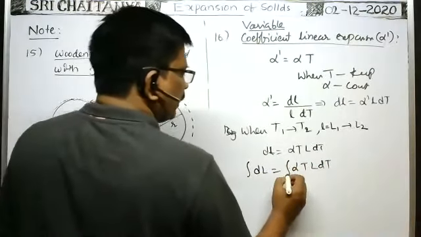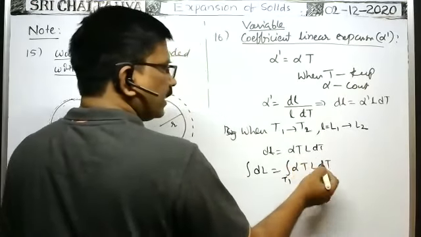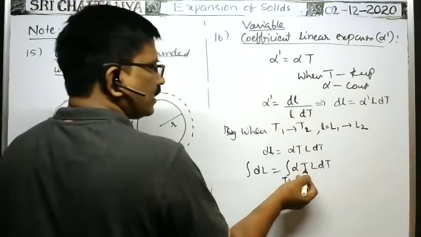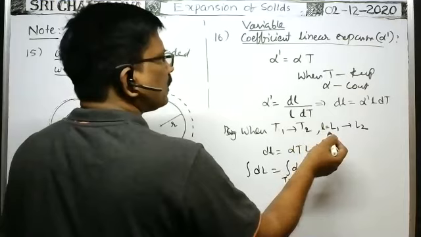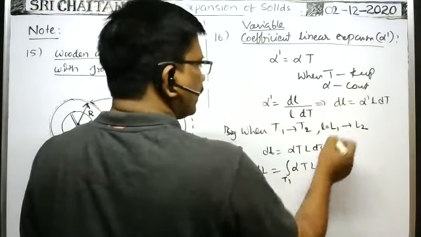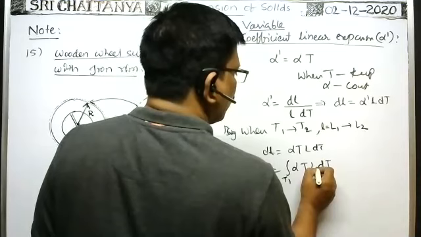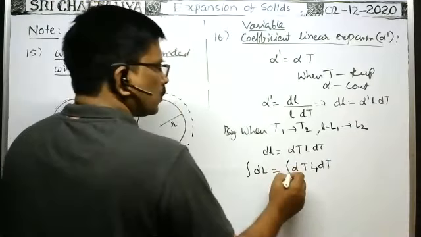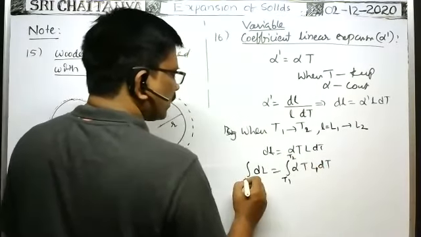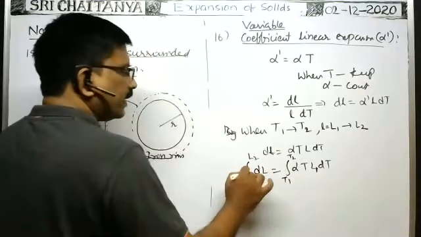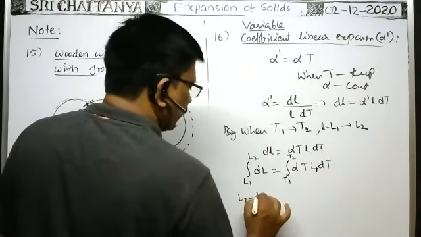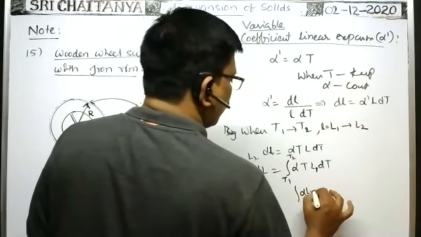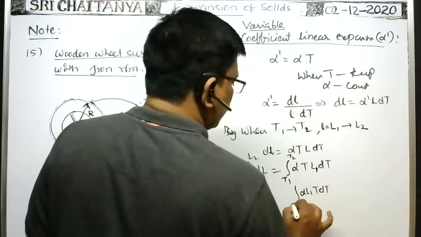The limits are from T1 to T2, because we are integrating with respect to temperature only. Alpha is constant and L is constant. When the temperature changes, only T changes. L is the initial length, that's why you write L1. So when the temperature increases from T1 to T2, the length increases from L1 to L2. The integral of dL gives L, and when you substitute the limits you get L2 minus L1, which is equal to the integral of alpha L1 T dT from T1 to T2.